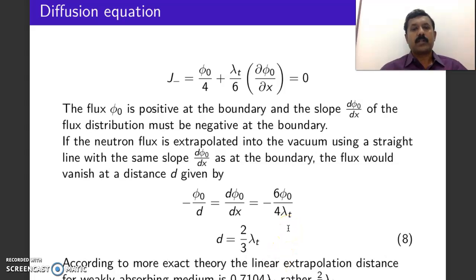Remember, these boundary conditions, or the linearly extrapolated distance, are not applicable only to rectangular systems. It can be used even for spherical reactors, where the flux variation is independent of theta and phi. So even for such reactors, this equation can be applied. Using these important boundary conditions, one can eliminate all the arbitrary constants introduced by solving the diffusion equation.